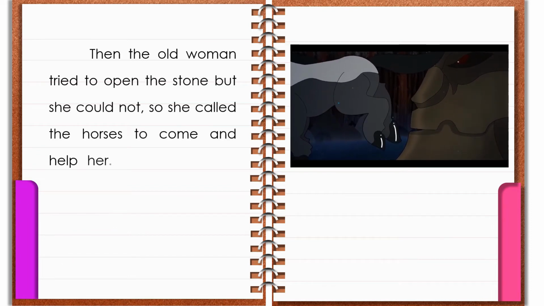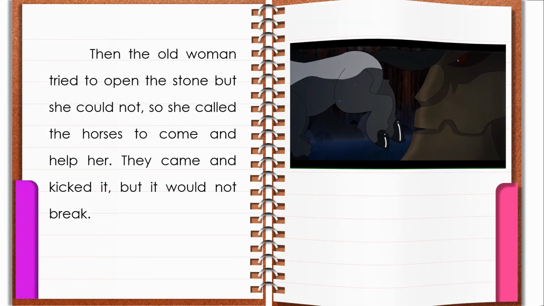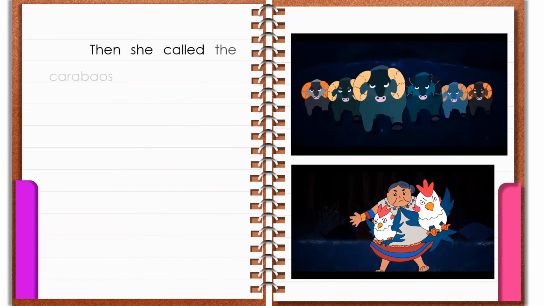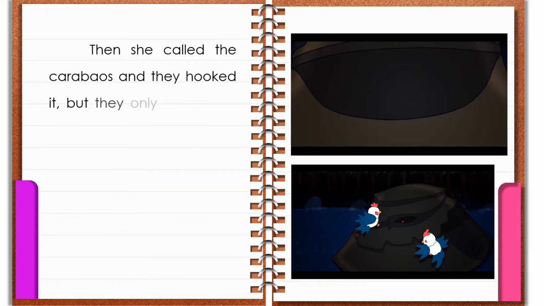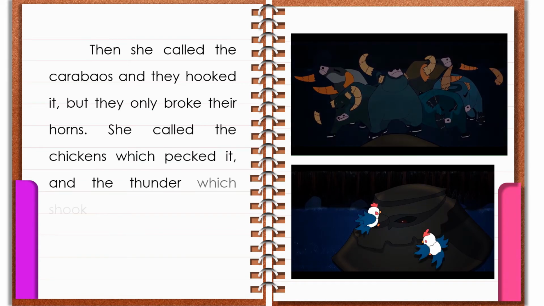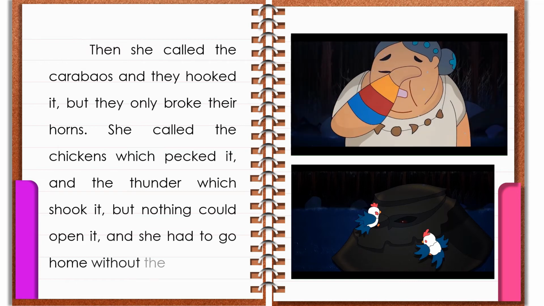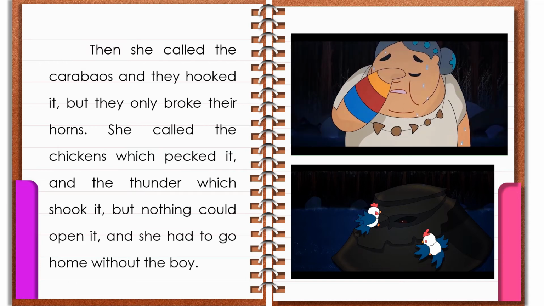So she called the horses to come and help her. They came and kicked it, but it would not break. Then she called the carabaos and they hooked it, but they only broke their horns. She called the chickens which pecked it, and the thunder which shook it, but nothing could open it, and she had to go home without the boy.